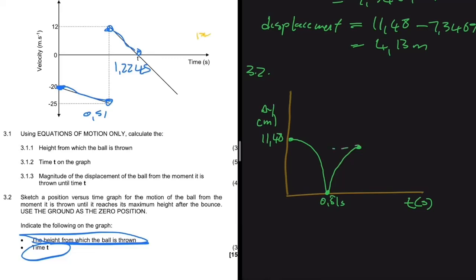This height here, we know fully well what it is, 7.3469, and then the time here, which is the time t that we're supposed to indicate, we just calculated it not long ago, right? 1.73 seconds.